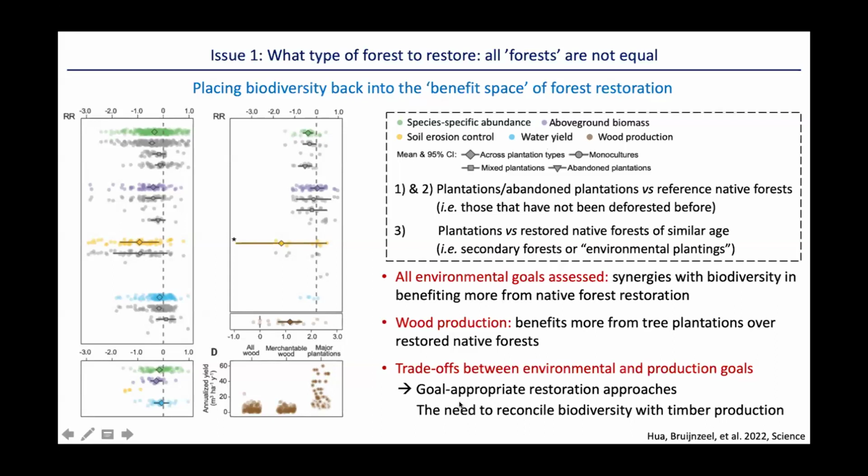And this points to two possible solutions. One is to think about what our goal is when we design forest restoration. Even if our goal is not biodiversity conservation, when we talk about the storage of carbon, soil erosion control, or hydrological provisioning, our research shows that native forest restoration would be the best answer for these environmental goals. But on the other hand, if the goal is timber production, then policymakers have real trade-offs to navigate to try to reconcile.